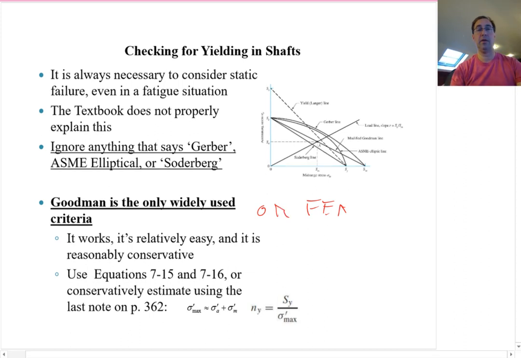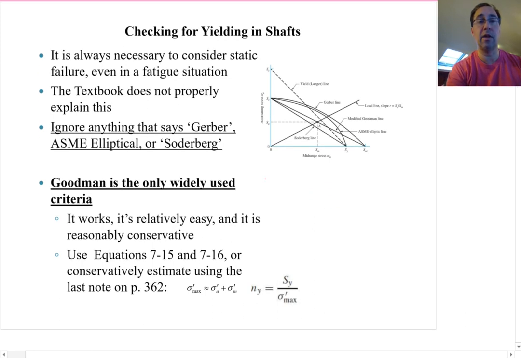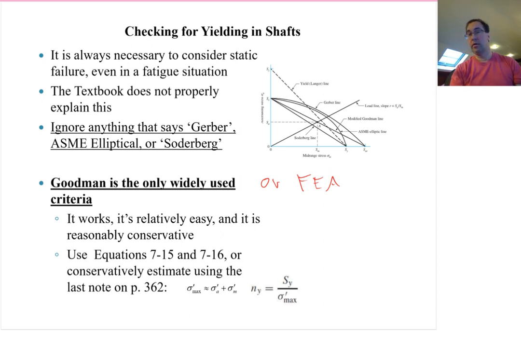Let me just get rid of that. Maybe it's nice that I can actually just erase, or FEA. Okay. Well, Goodman, it's been around a while. It's tried and true. It's relatively easy. It's reasonably conservative. I can use equations 7-15 and 7-16.